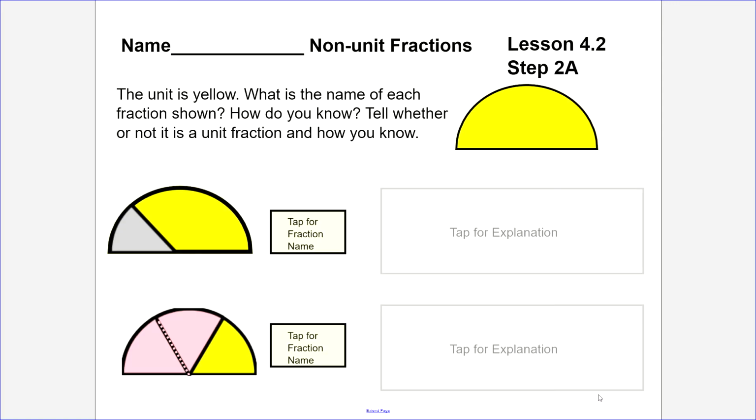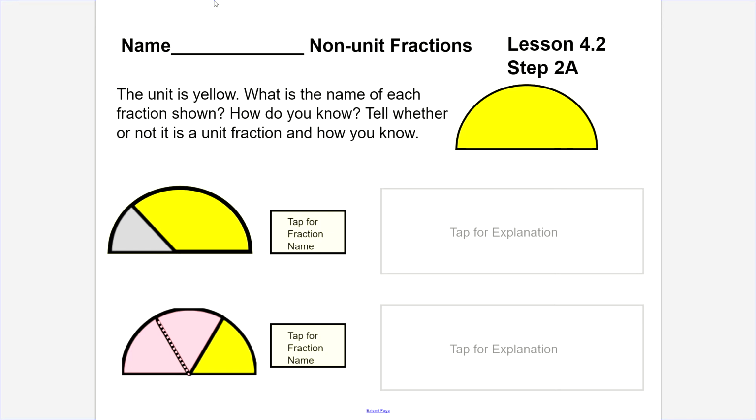Now, third grade, we're going to look at a few more examples. And now our unit is the yellow piece. It's no longer a circle. We're going to name each fraction and tell what we know. We'll also tell if it's a unit fraction or a non-unit fraction.